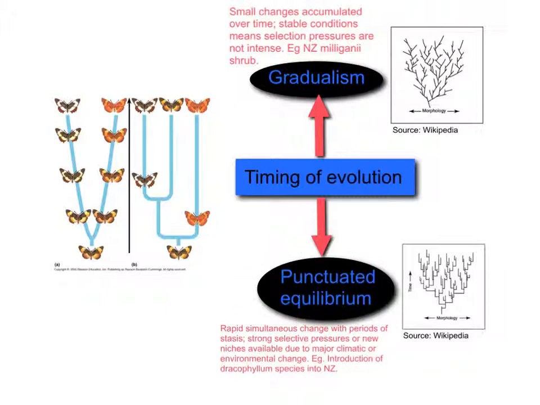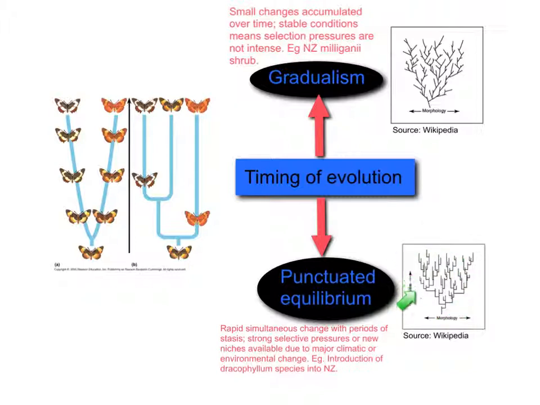Punctuated equilibrium, on the other hand, is the concept that there are periods of rapid change and often rapid speciation, for example adaptive radiation, occurring in a very short period of time. Still generations, but in terms of evolution it's a short period of time, and then that would be followed by periods of stasis or periods where not much change occurs at all.